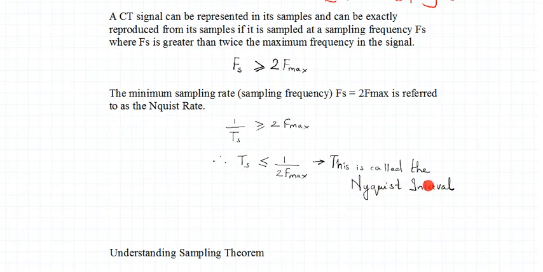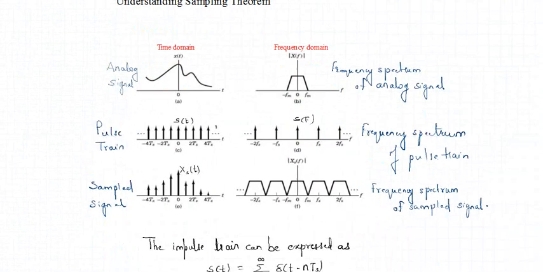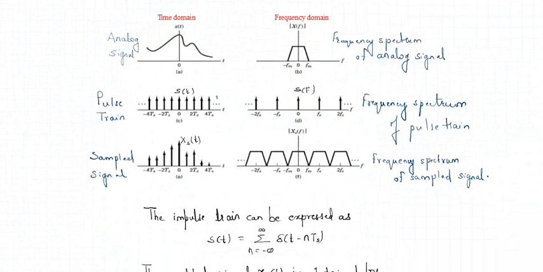Now let us understand the sampling theorem in more detail. So for this, let us look at this particular figure. There are a total of 6 figures here as shown. The first column of the 3 figures indicates all the time domain representations, whereas the second column of the figures shows the frequency domain representations.